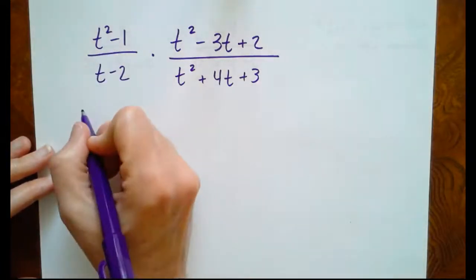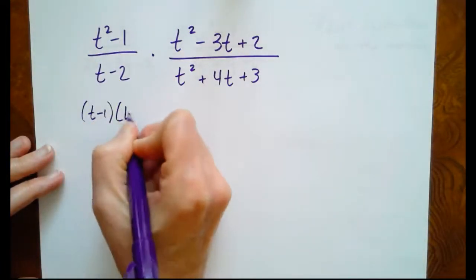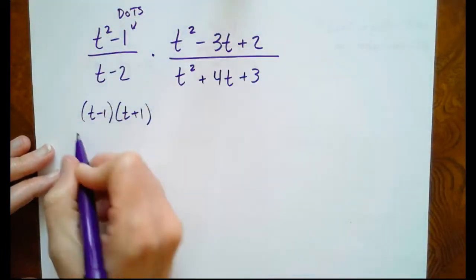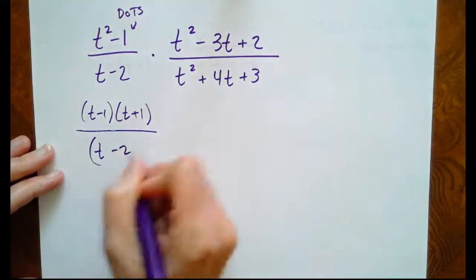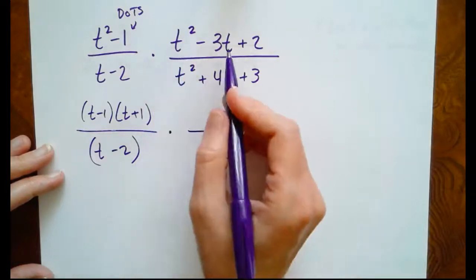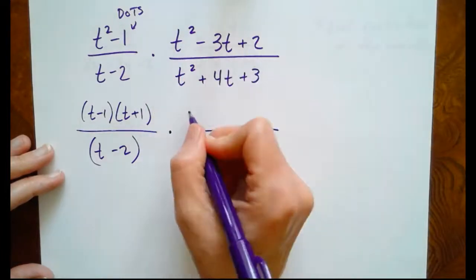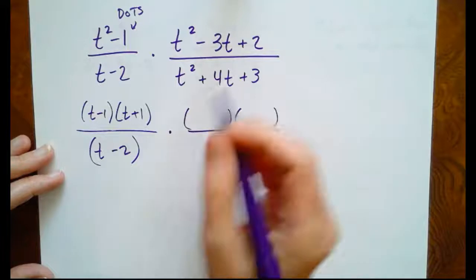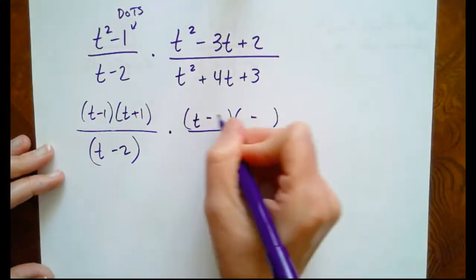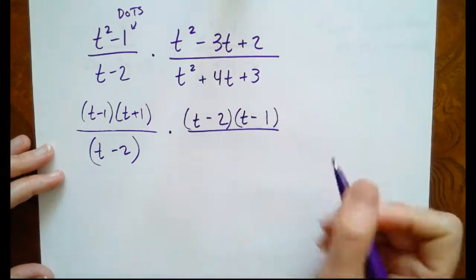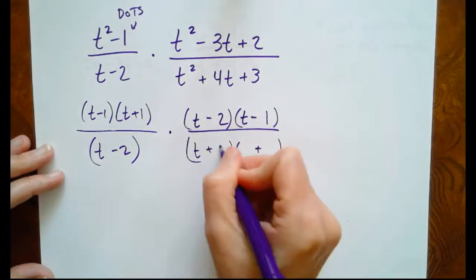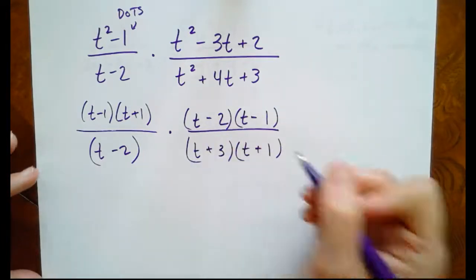So in the numerator, we have t minus 1, t plus 1, as that is the difference of two squares. Then we have a prime factor of t minus 2 on the bottom. T squared minus 3t plus 2. Minus plus is going to give us a minus minus in both factors. That's going to be t minus 2 and t minus 1. Plus plus will be plus plus in the factors. T plus 3, t plus 1.